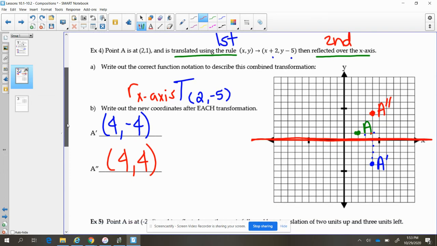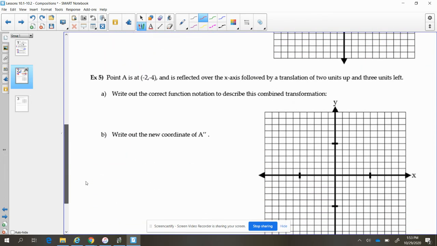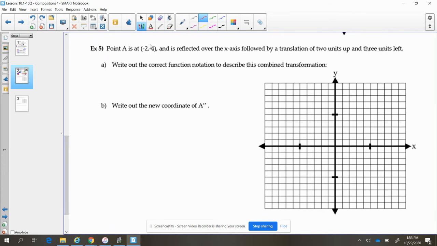Let's try another one. This next one wants us to reflect this point A first over the x-axis and then translate it 2 units up and 3 units left. So again, to represent this, we are first going to look at our first transformation, which is this reflection over the x-axis. So we're going to start here, reflection over x-axis, and then translation 2 units up and 3 units left is our second piece.